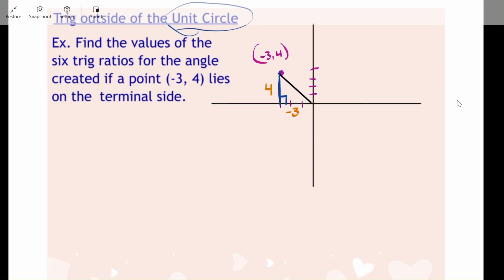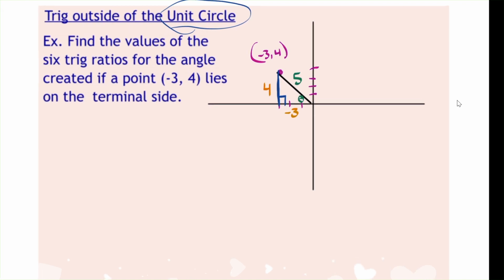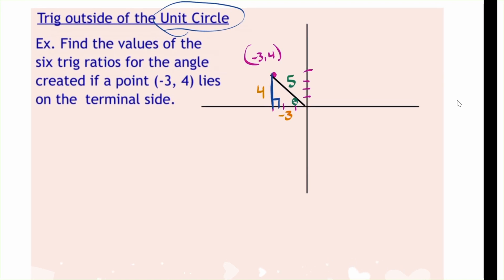If we're looking at all the trig ratios, we're considering the angle that it makes right there with the origin. And we're going to need to find the hypotenuse. The hypotenuse can be found using the Pythagorean theorem, or just remember 3, 4, 5 is a very common right triangle, our most popular one. So you can do a squared plus b squared equals c squared, or just know that if a is -3, b is 4, I'm going to find 5 for my hypotenuse.